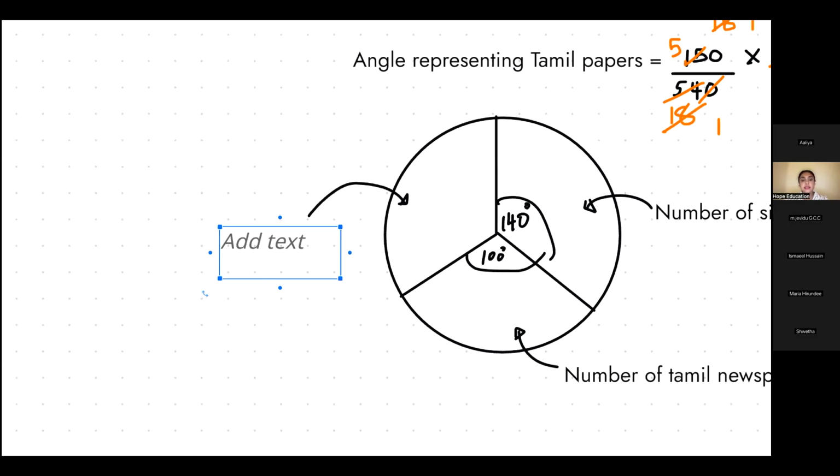Here the remaining angle again. What is the remaining angle you will be getting here? From 360, you just have to subtract 140 and 100. 120, no?